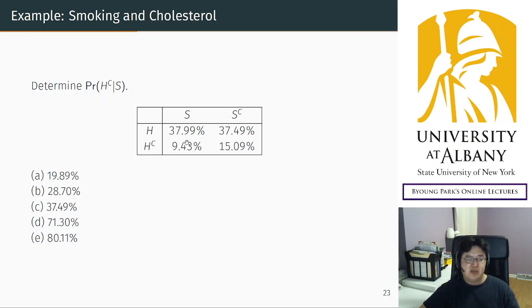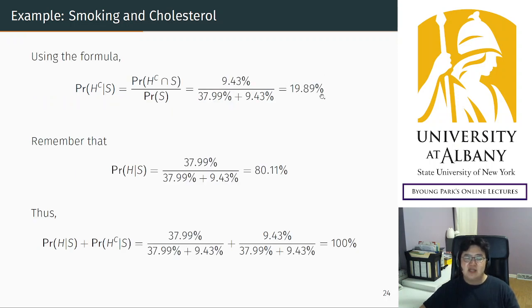So 9.43% out of the total of these two probabilities. Then you get 19%, approximately 20%. And remember that. So the reason why I have you calculate this is because I will compare the probability of not having high cholesterol among the smoking, and compare that to the probability of high cholesterol among those who smoked. It is 19 something, it is 80 something.